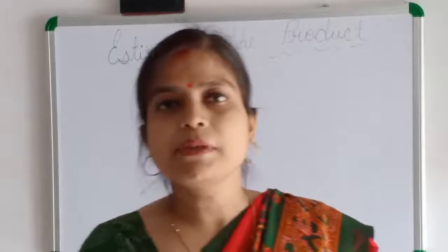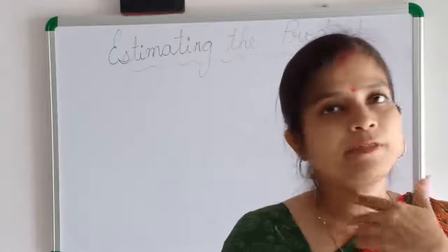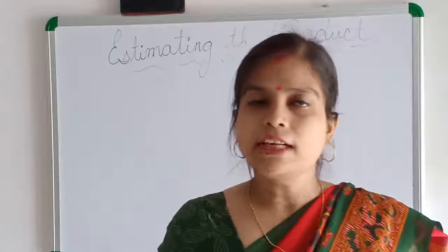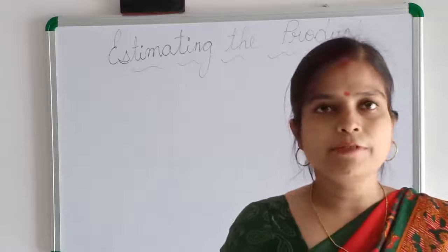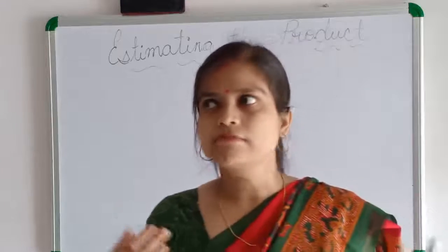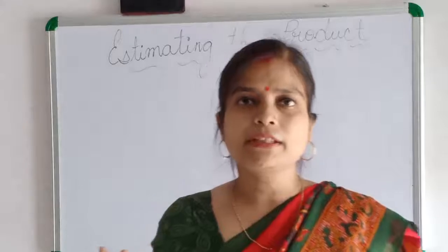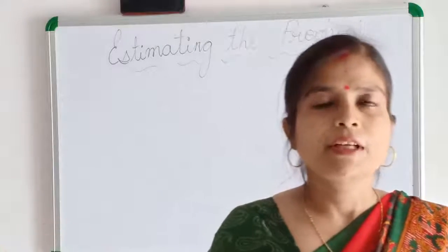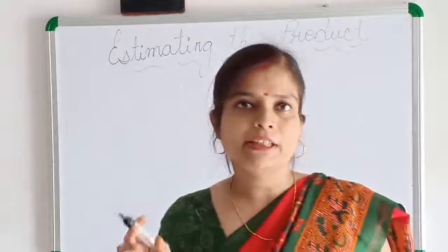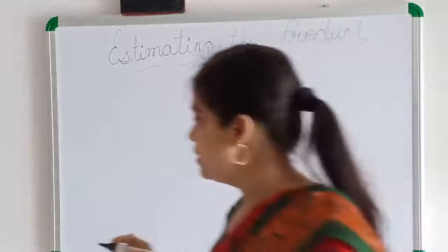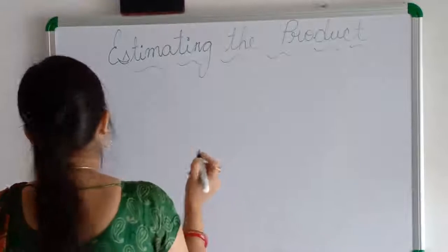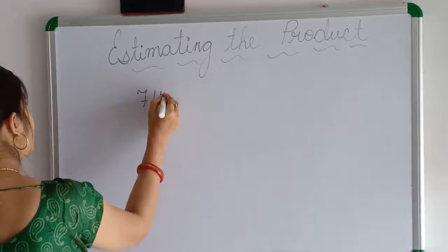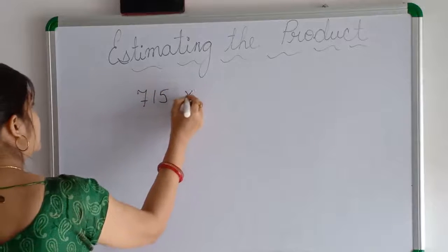A very simple rule is this, that we will estimate the number to the higher place value. That is the simplest rule. So if it is 4,230, then we will round off this number to the 1000 place value, and then we will multiply with any number. For example, we have to estimate the product of 715 and 38.